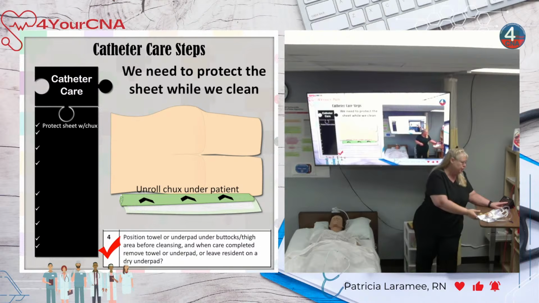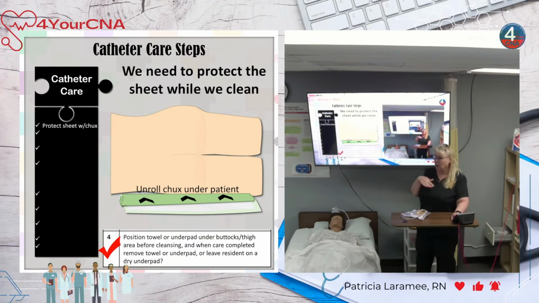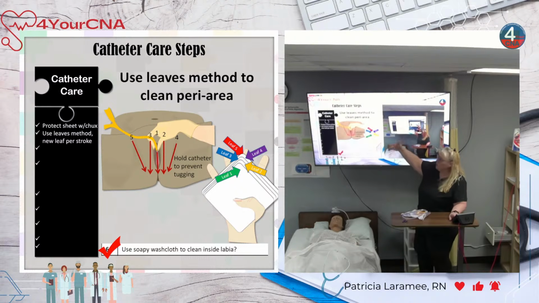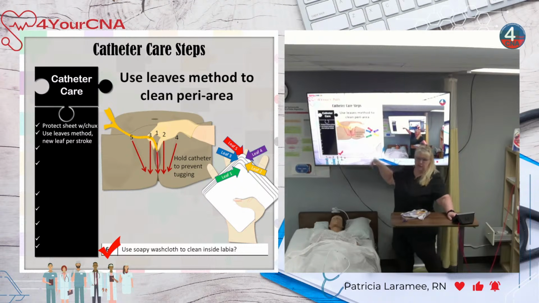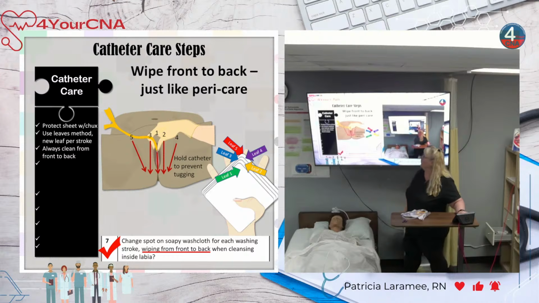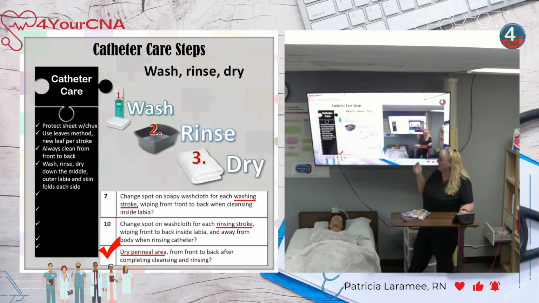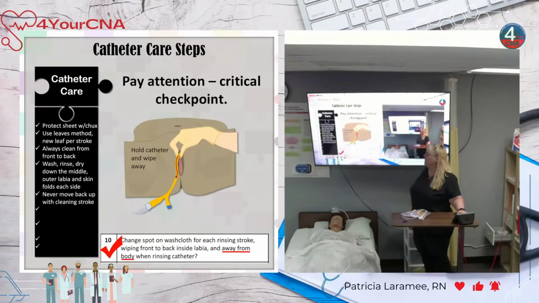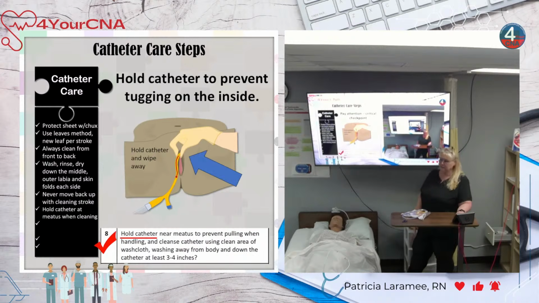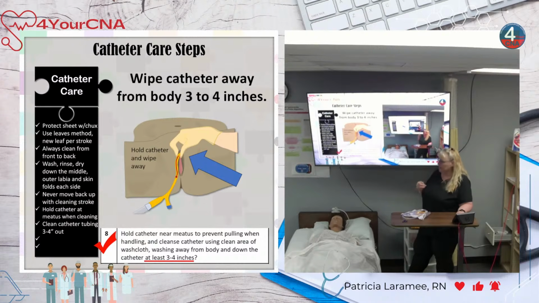So we're going to put a chux under our patient to keep the bed dry while we're doing all this cleaning. We're going to hold the catheter out of the way while we clean the peri area using peri-care techniques. Whatever we wash, we rinse. Whatever we rinse, we dry. Remember, top to bottom, never go back up. Wash, rinse, dry. Now we're going to hold the tubing where it exits the body, wrap our washcloth around the tubing, and wipe away from the body 4 times. Whatever we wash, we rinse. Whatever we rinse, we dry.